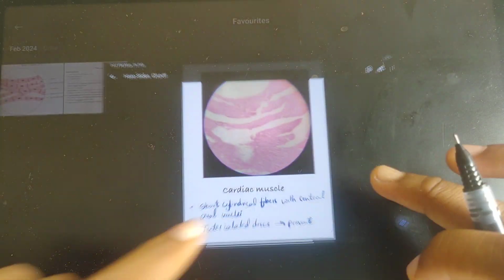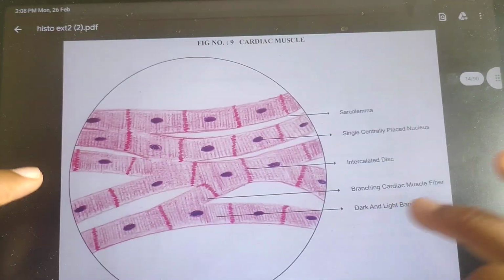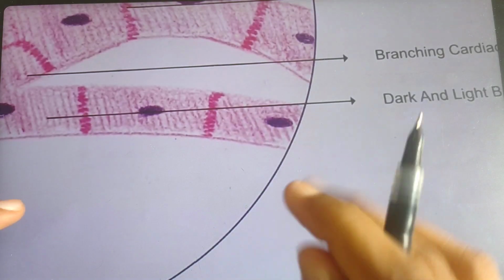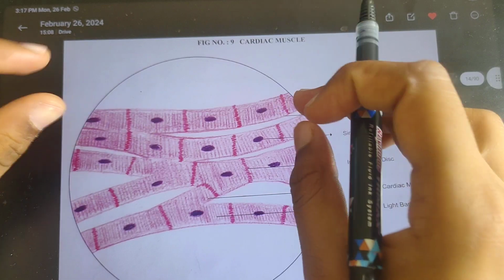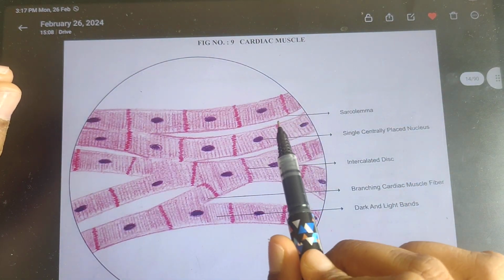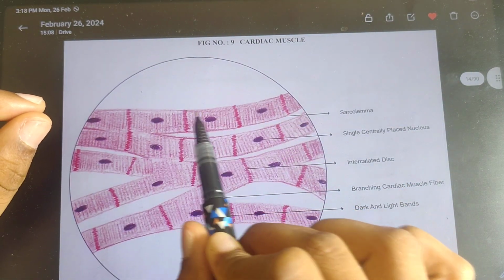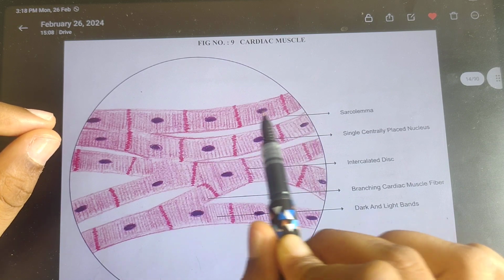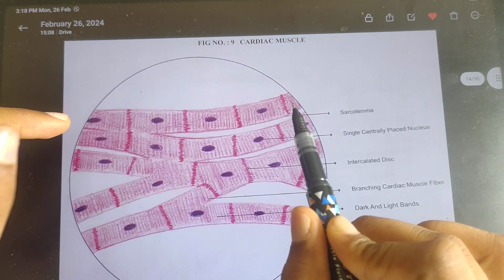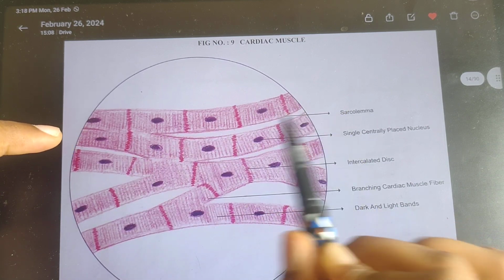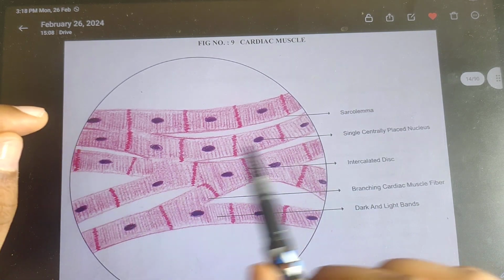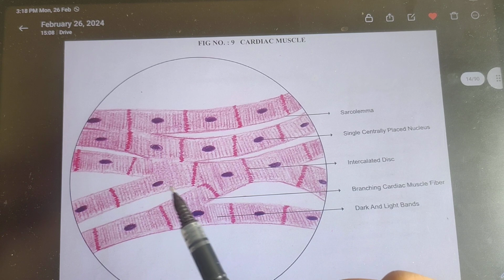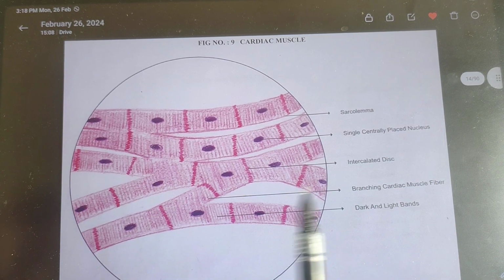You can see the intercalated disc between the two cardiac muscle fibers. This is an intercalated disc. The zigzag appearance of this thing is an intercalated disc. These are short and cylindrical compared to the skeletal muscle. Cardiac muscles are short cylindrical structures compared to skeletal muscles, and you can see branching, whereas in skeletal muscles you see parallel cylindrical structures, whereas in cardiac muscle you can see the branching pattern.